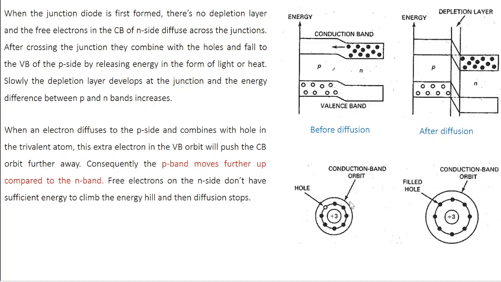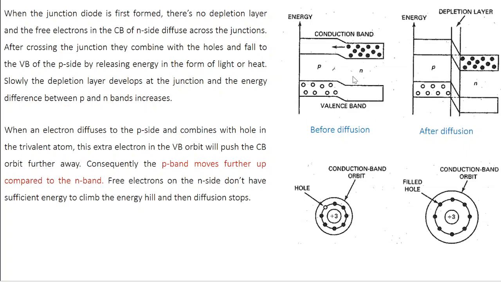Now look at the conduction band orbit here. Initially the 7 electrons are repelling the conduction band orbit, and the positively charged hole is going to attract the conduction band orbit. So you have 7 repulsions and 1 attraction. But now you have all the 8 electrons here. All the 8 electrons are going to repel the conduction band orbit. So the repulsion is more here. In other words, after diffusion, the repulsion is more. As a result, the size of the orbit is going to increase. The valence band orbit is going to push the conduction band orbit further away. So the size of the band is going to increase. Consequently, the p band moves slightly higher in energy compared to the n band after diffusion.